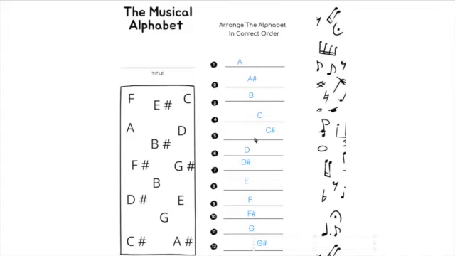So when you fill out your answers in class today, that's what that would look like. A, A sharp, B, C, C sharp, D, D sharp, E, F, F sharp, G, G sharp.